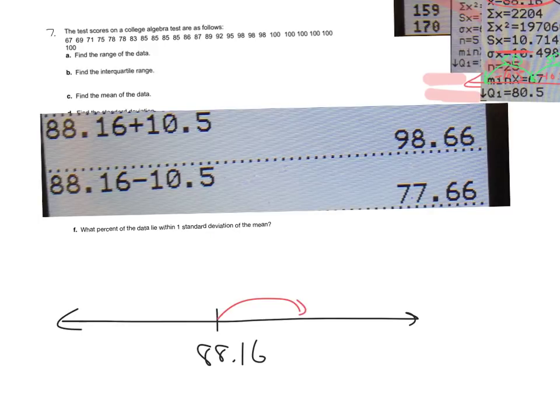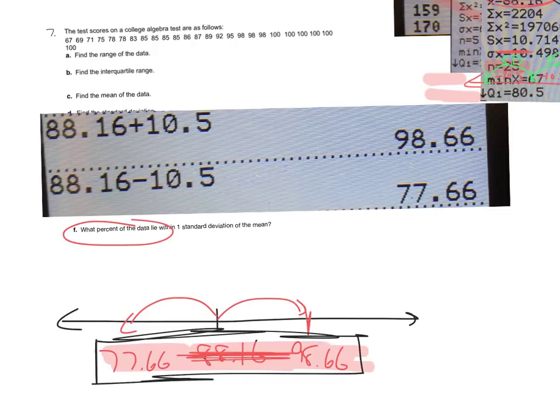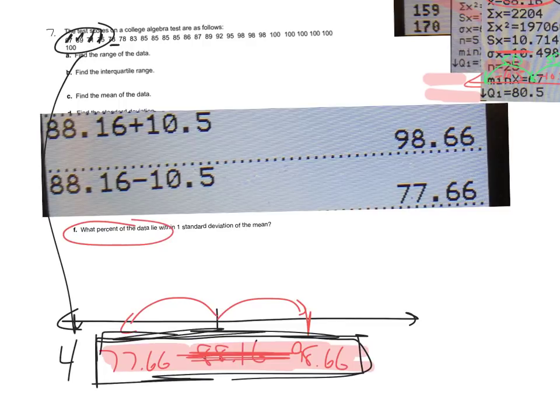So here when I add 10.5 to the mean, I get 98.66. And when I subtract 10.5 from the mean, I get 77.66. So this particular question is saying what percent of the data lies within this range. I need to find, first of all, how many test scores are in between 77.66 and 98.66. Sometimes it's easier just to count the ones that are not in this range. So 67 and 69, 71, and 75, those four lie less than 77.66. Starting with the 78, you are in this range.